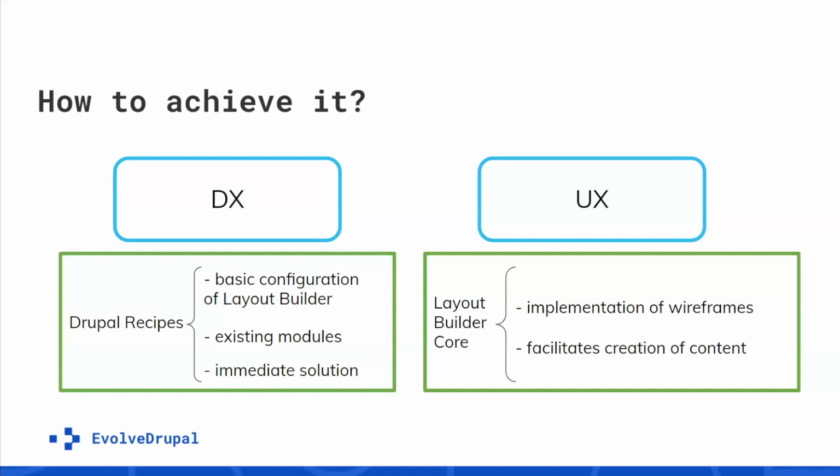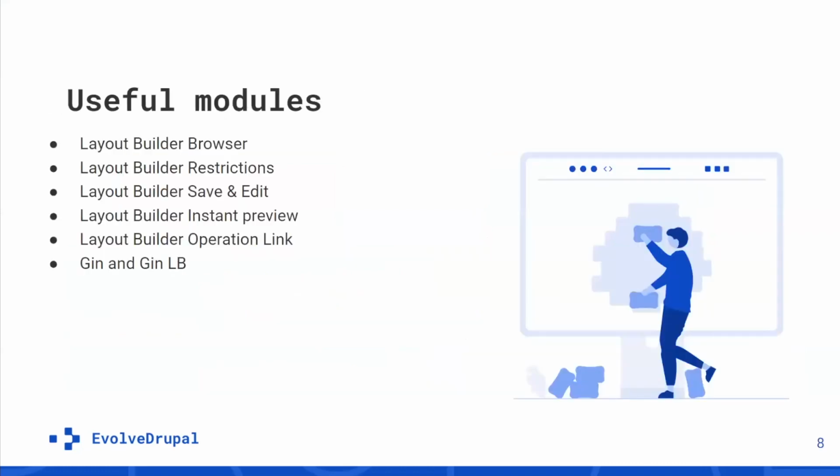So with all of this in mind, what are some of the modules that we're trying to work with? I mentioned some of them before, but we have Layout Builder Browser, which is the one that allows us to have the elements with some icons, with some categories, all that kind of stuff. We also have Layout Builder Restrictions, which I mentioned before. Basically, it allows us to limit what blocks are going to be available for the users, and also in what regions or sections they are going to be available.